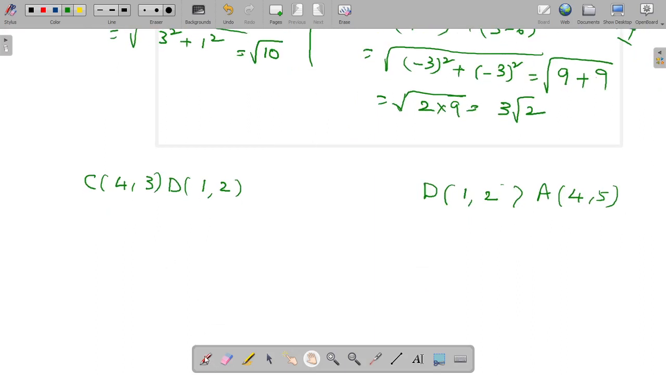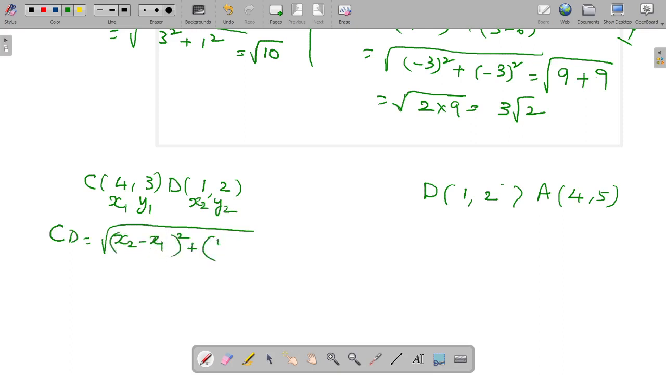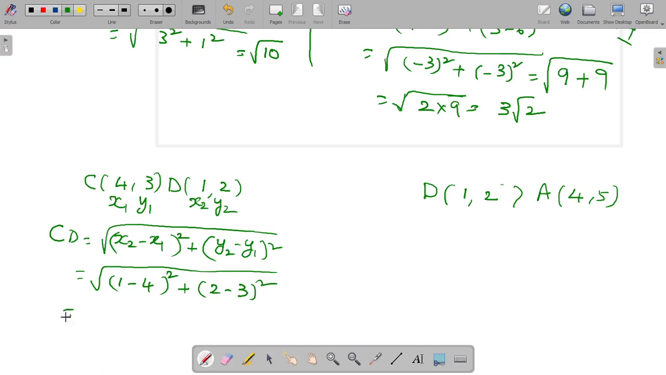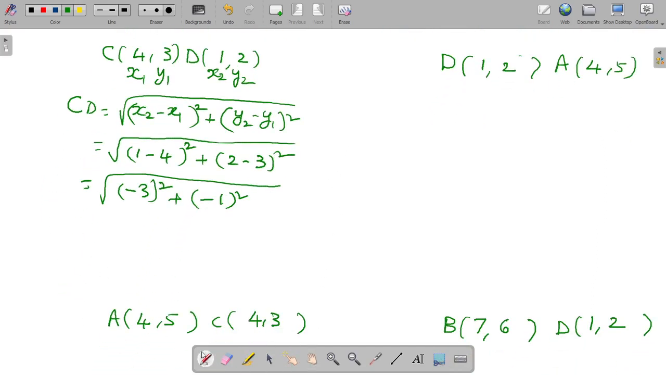After that, find the distance between C and D. CD is equal to the square root of (x2 minus x1) whole square plus (y2 minus y1) whole square, which is (1 minus 4) whole square plus (2 minus 3) whole square, which is minus 3 whole square plus minus 1 whole square, so 9 plus 1, the square root of 10. It seems to be a parallelogram, I think.